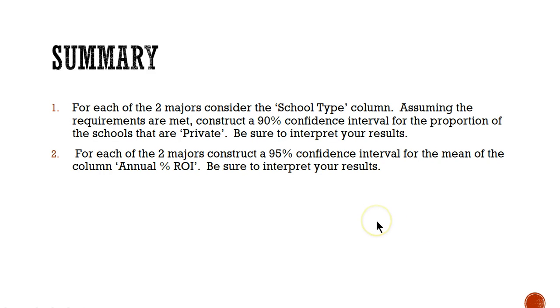Here are some of the things we're going to be doing for the week 5 project. We're going to be constructing a 90% confidence interval for both schools, private and public, for the private proportion of it. To do that, we have to actually know how many are private, right? Things like that. Also, we're going to be doing a 95% confidence interval for the mean of annual ROI. Let's get started.